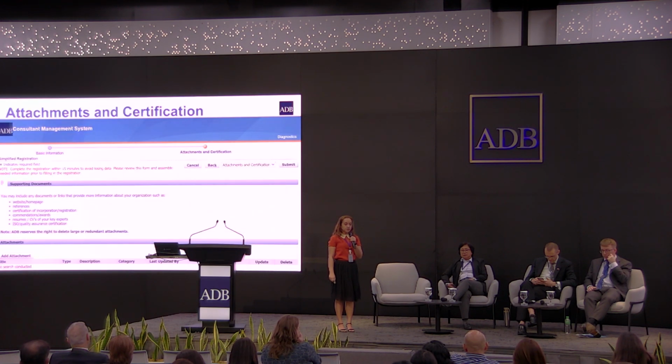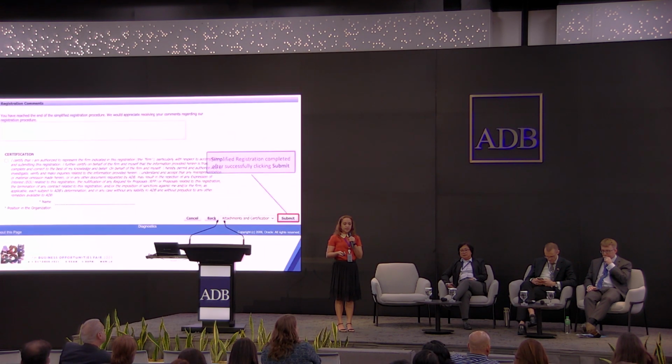Okay, so in the attachments and certification, you can click on add attachment to upload any supporting documents regarding your firm or organization, like a certificate of recognition or proof of your year of incorporation. And then lastly, check the certification checkbox, indicate your name, the position, and the organization, and then click submit. Once you have inputted all this information, you would have completed the simplified registration.